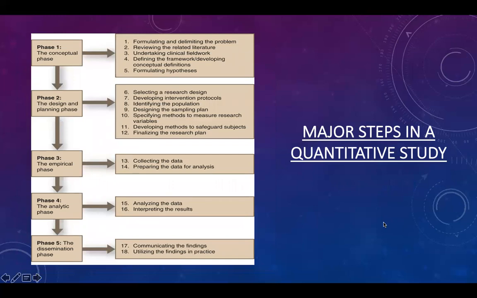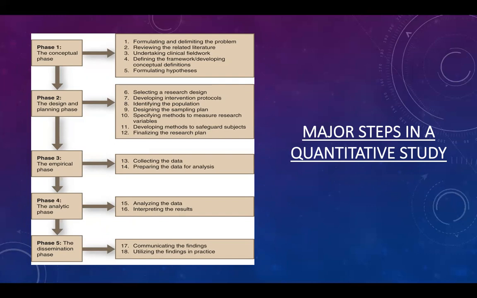This is again a review of the steps in a quantitative study. We have phase 1, the conceptual phase, where you formulate the problem, review the literature. You're going to be doing that around your meta-analysis grid and really fine-tuning the research based around your research topic. You're going to undertake your clinical field work. So this is where you actually do your research. You're going to define the framework, developing conceptual definitions, which we've also talked about, and picking out the appropriate conceptual framework for your particular study. And then you're going to formulate your hypothesis.